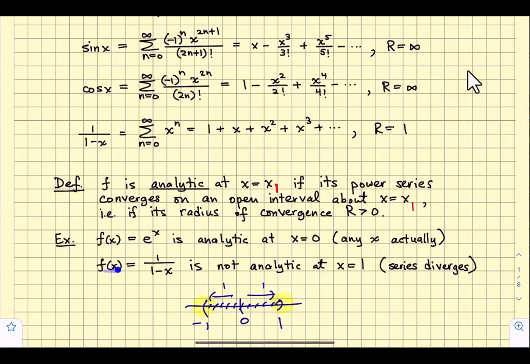On the other hand, f of x equals 1 over 1 minus x is not analytic, say, at x equals 1, because you may remember that the geometric series converges if and only if the absolute value of your geometric ratio is less than 1. So if the absolute value of x is less than 1, it converges in this open interval, but it does not converge at the endpoints. So this function is analytic in the open interval minus 1 to 1, but it's not analytic at x equals 1 or minus 1 because the series diverges there.